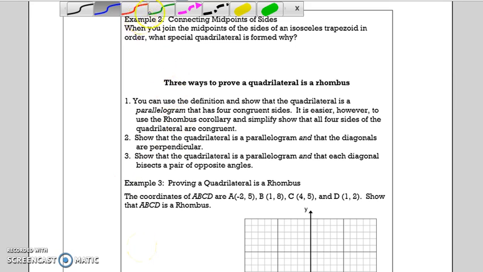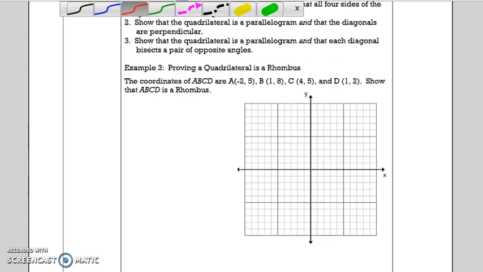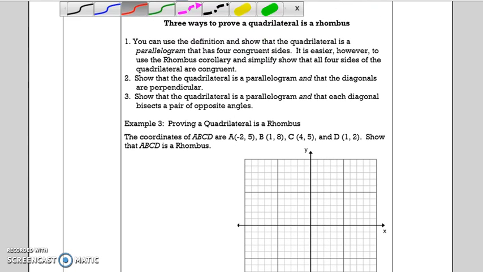And then for joining our midpoints of the sides of an isosceles trapezoid, what special quadrilateral is formed and why? Well, a rhombus is formed. And then if you wanted to try this one and graph it, looking and seeing, I will post kind of the answers for this part and scroll through them so that you can try it and review and then see if you're on the right track.